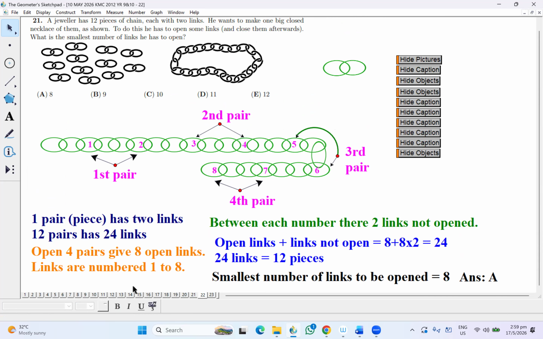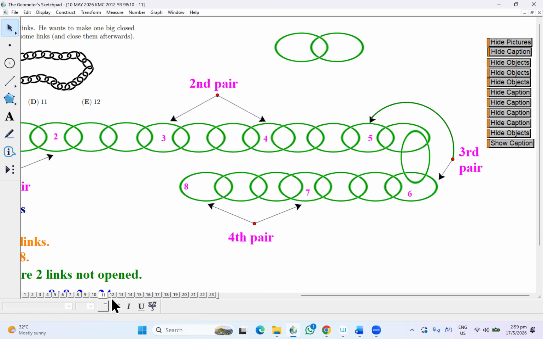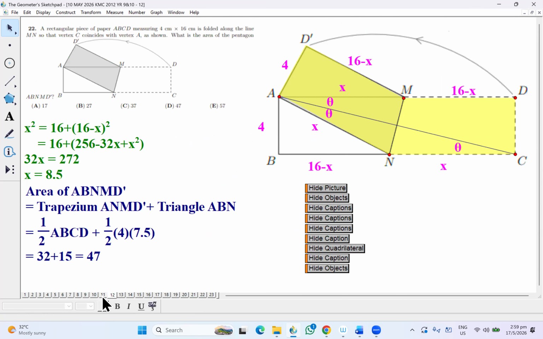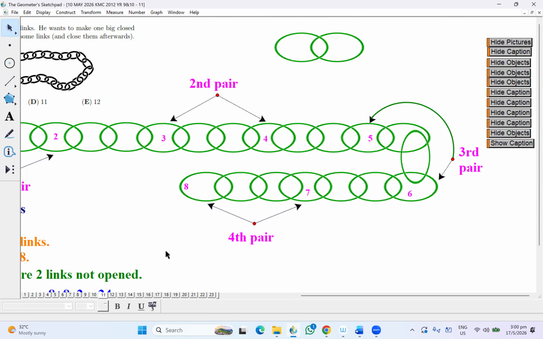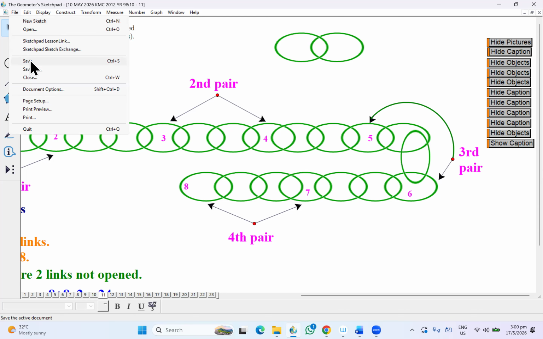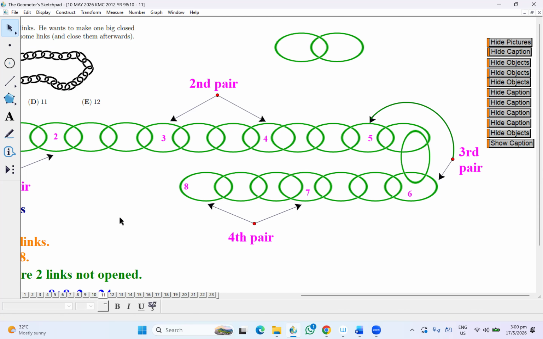I think the next question is too long to do already. We will stop here, continue next week. At the back, the questions are harder. All right, we stop here.